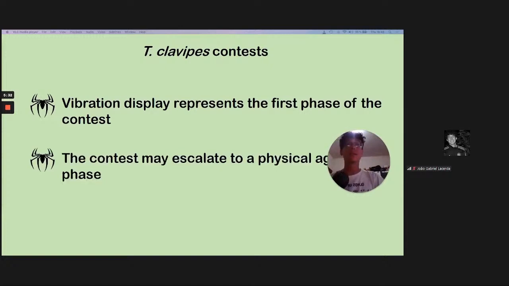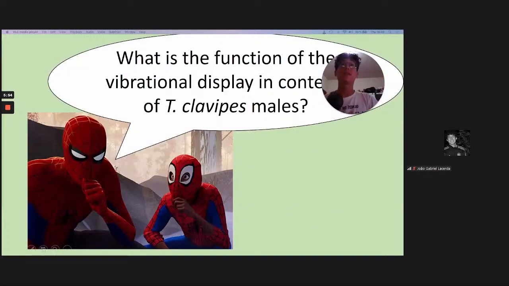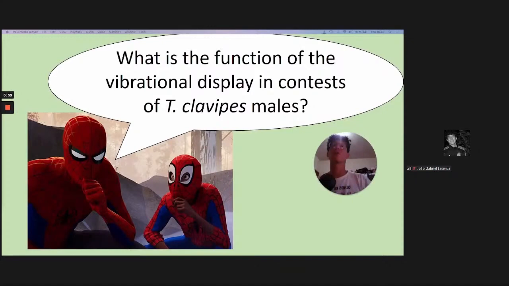The contest may escalate to a physical aggression phase, but most of the contest, so more than half of the contests, end in this vibration phase. So this vibration interaction seems to be very important to understand this spider contest dynamic. Okay, so we asked ourselves, what is the function of this vibration display in a contest of T. clavis males? That was our question.